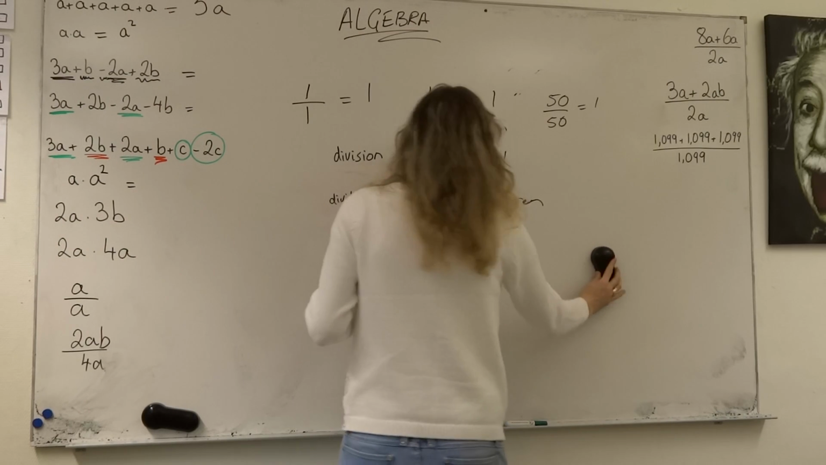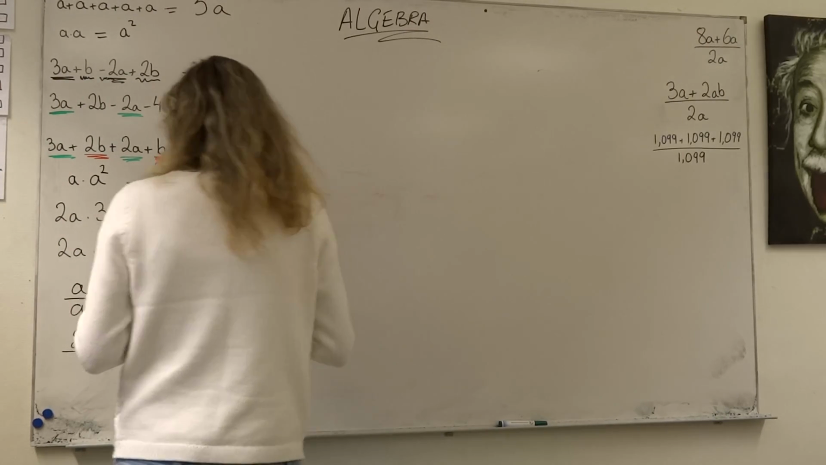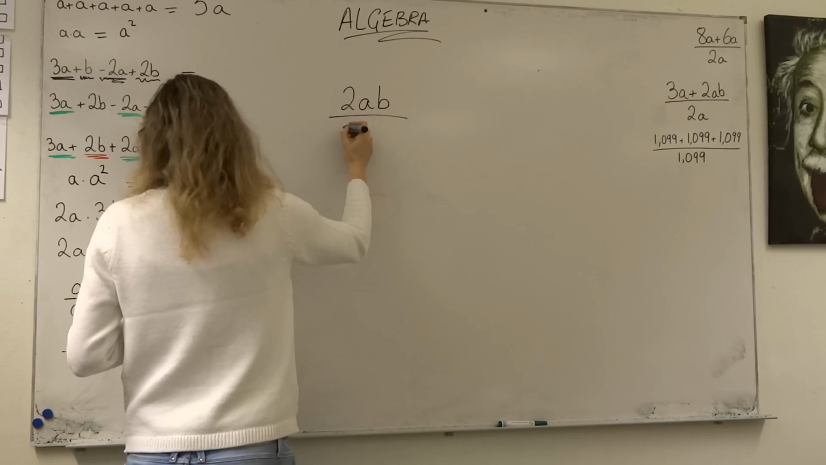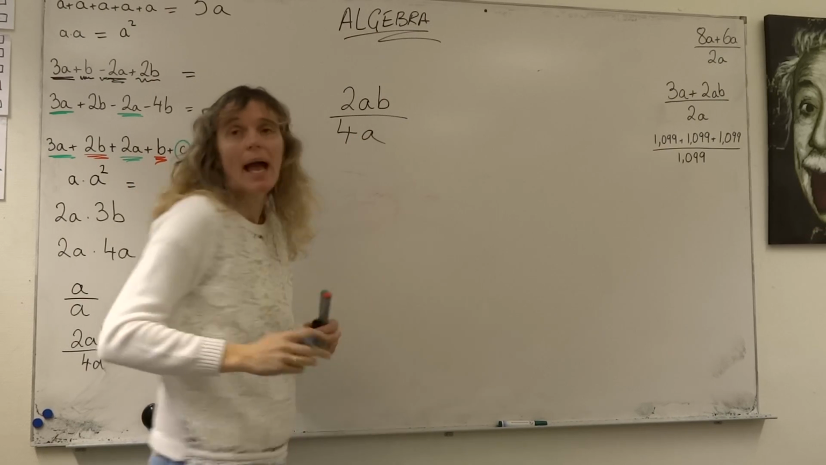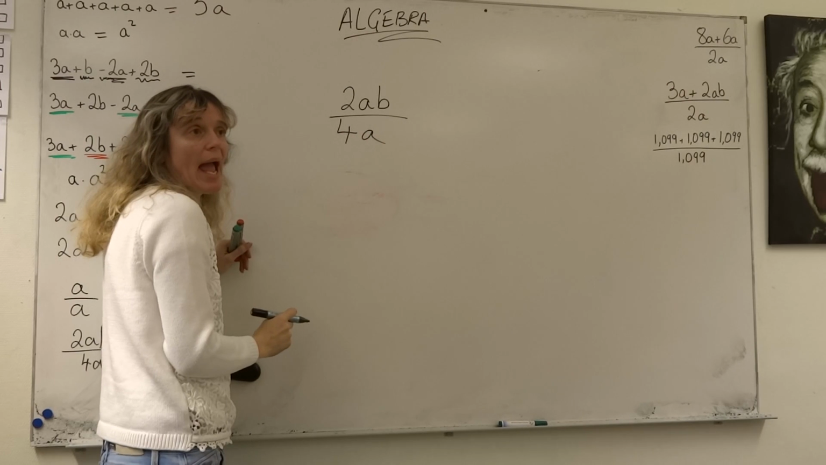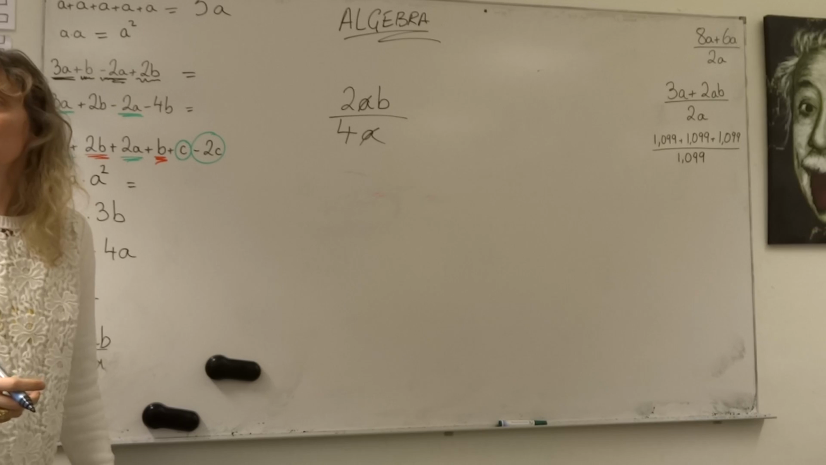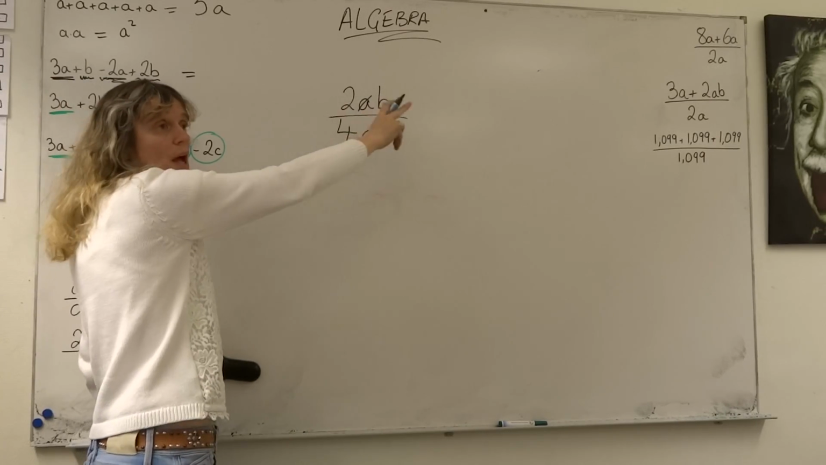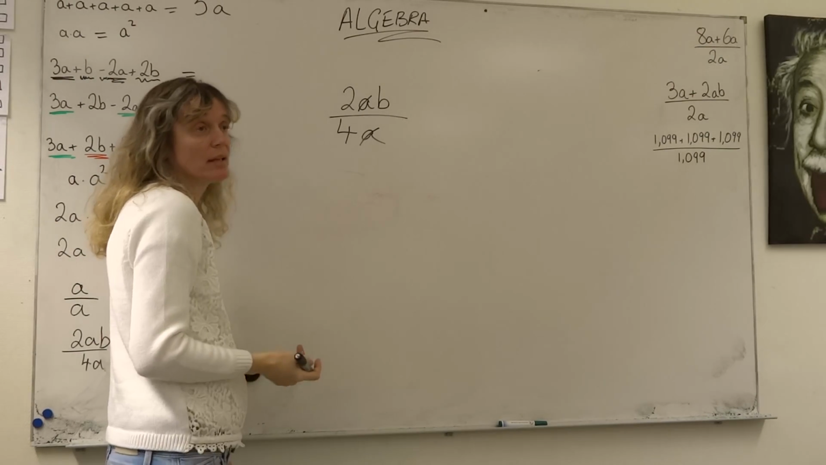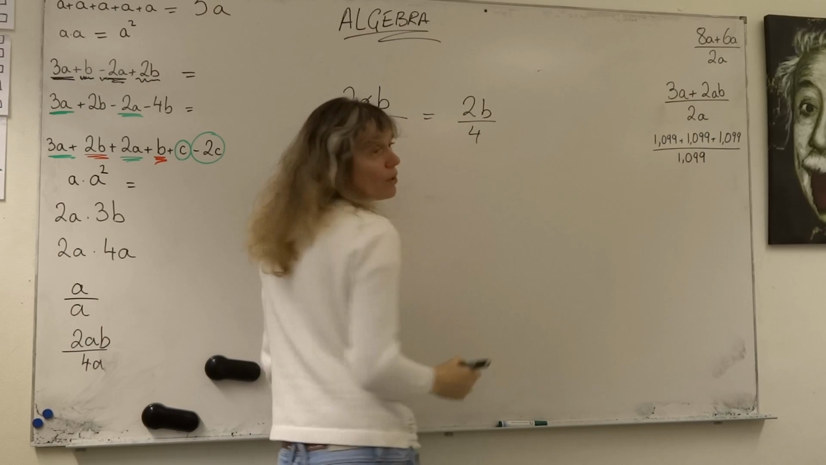Okay, what do we do then when we've got something like this? If we have 2 times A times B divided by 4A, how do we simplify that then? Well, we know that A divided by A is actually 1. So they can just cancel. So when we've got terms that are multiplied by each other like this and divided as well, A divided by A will give us 1. So what will that give us left? Well, it will give us 2B divided by 4.